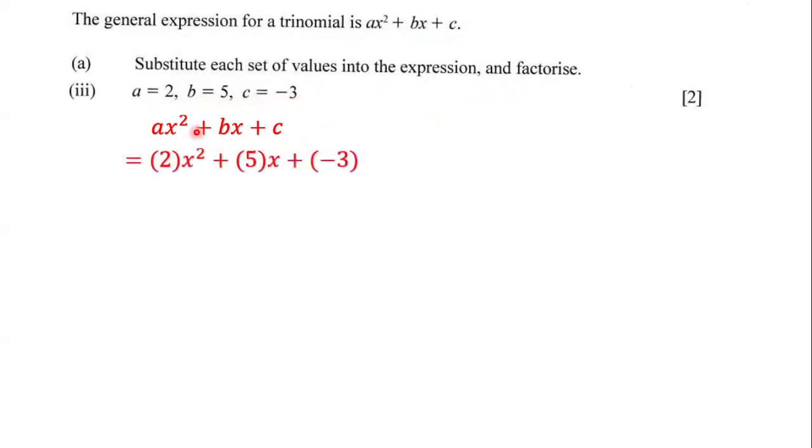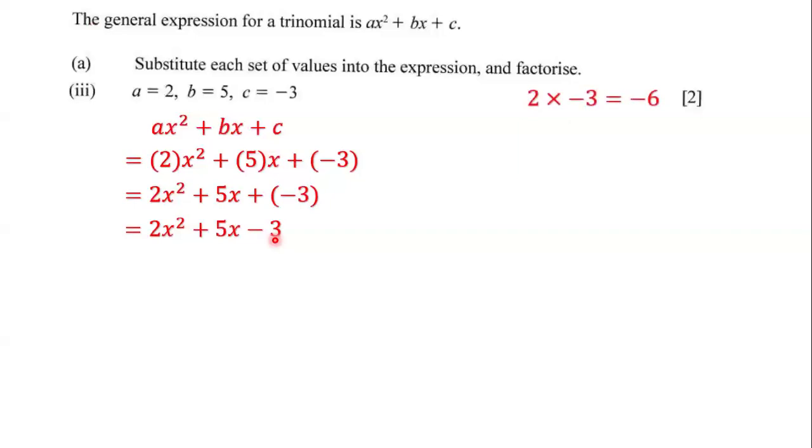And so we substitute, so a is equal to 2, b is equal to 5, and c is equal to -3. And so we have 2x squared plus 5x plus, open bracket, -3. But we know that a positive times a negative is a negative, and so we have 2x squared plus 5x minus 3. And our goal is to factorize this expression.